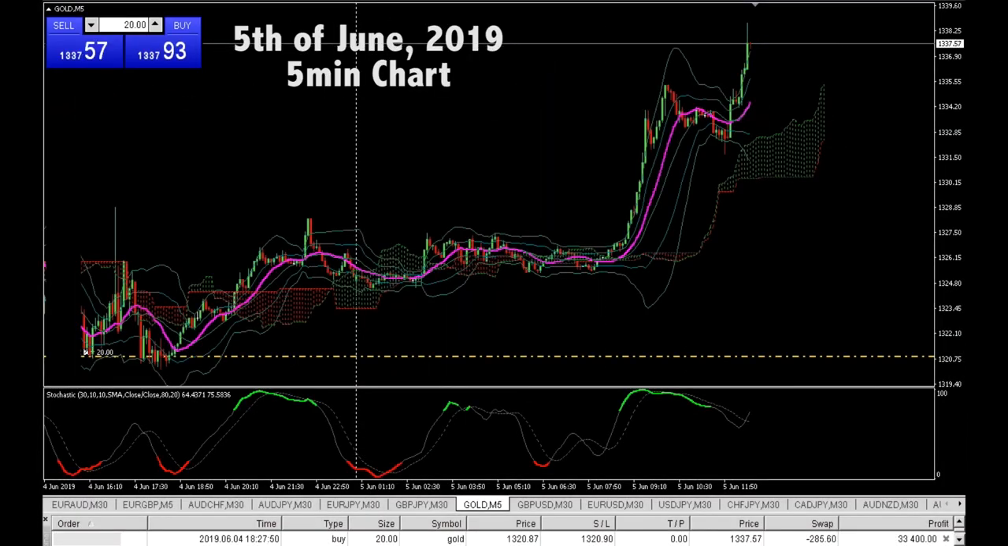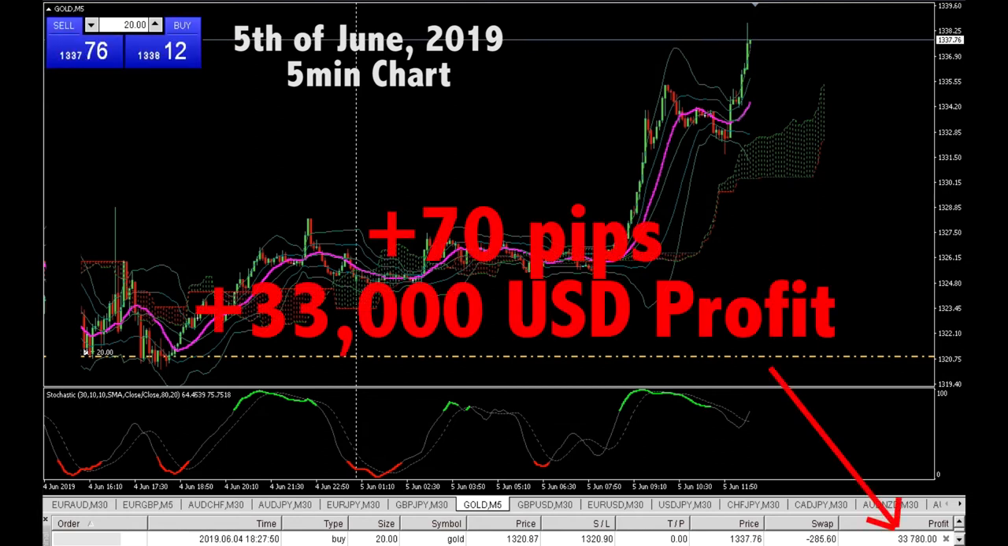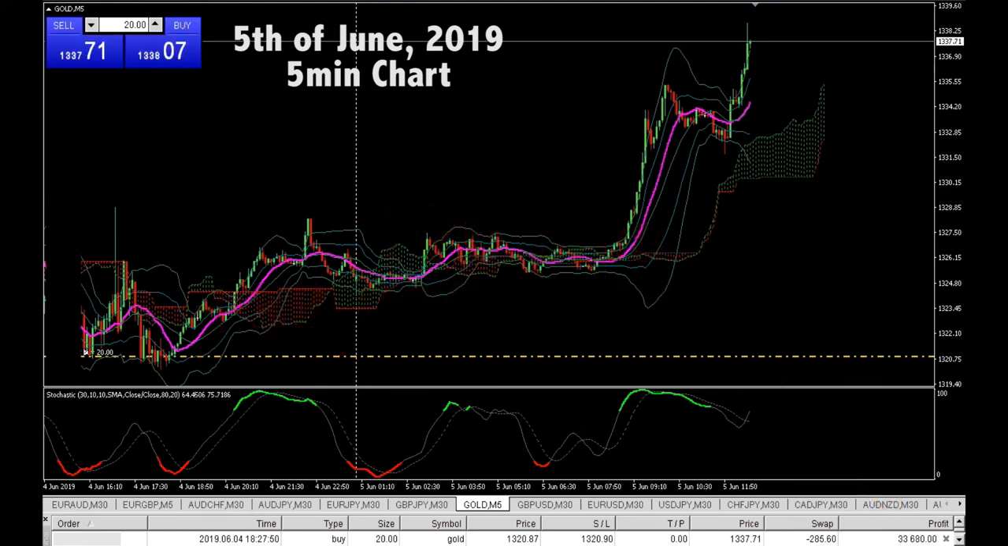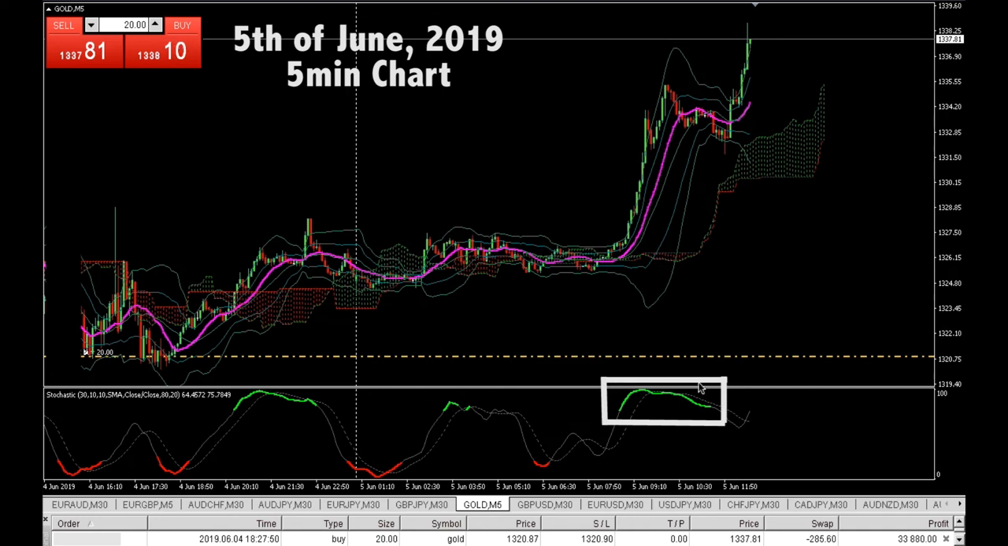Hello, it's Kei, and I just got back from Yokohama and came back home. And this is the 5-minute chart, but look how the price kept going up. It's almost like 70 pips and making $33,000 profit so far. The price is breaking upwards and keeps its momentum, and stochastics once showed overbought as it shows in green color, but after that the price still keeps going up and looks like it's gold crossed just now.